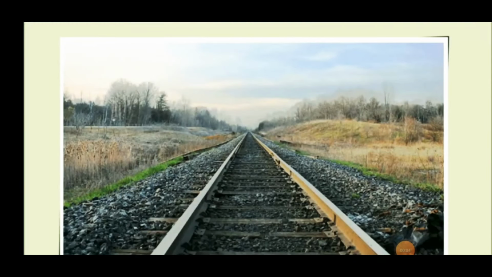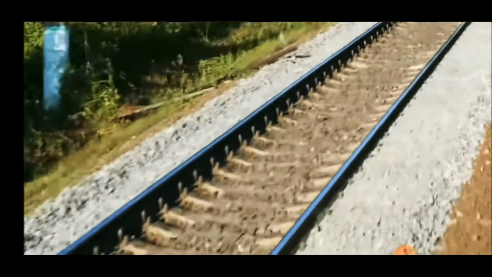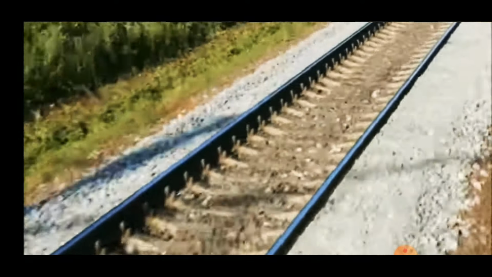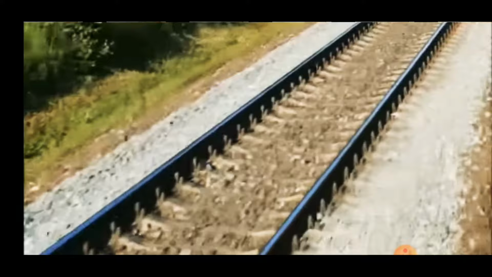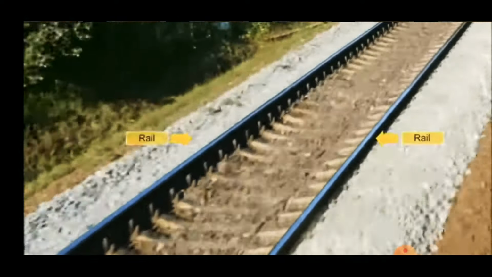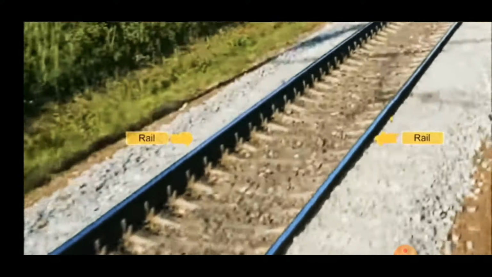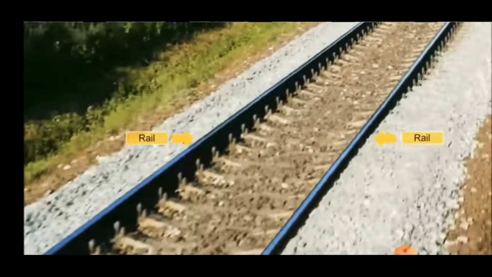Yes, this is an image of a railway track. Have you noticed the position of rails? These rails are placed opposite to each other. If you keep moving ahead on the same track, then do the rails meet anywhere? No, they do not meet anywhere. Then what can you say about the pair of rails?